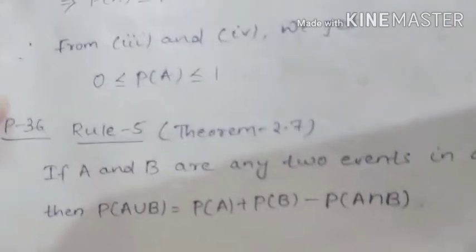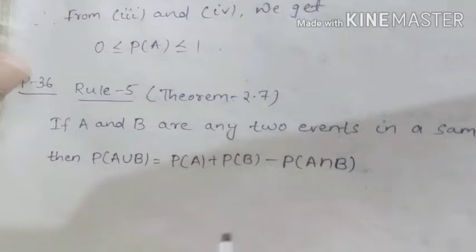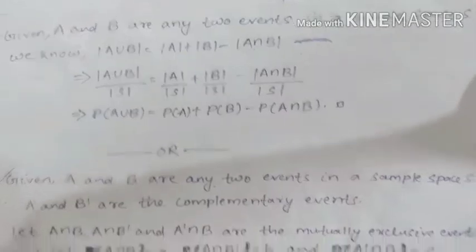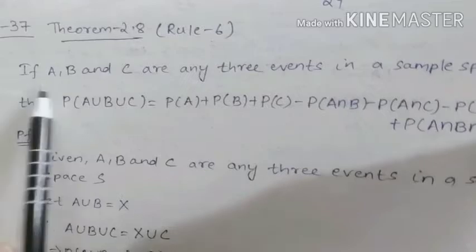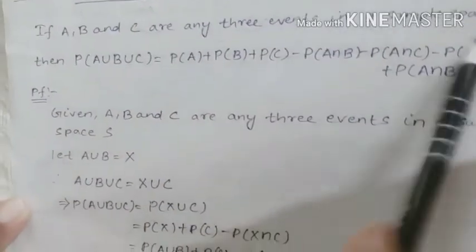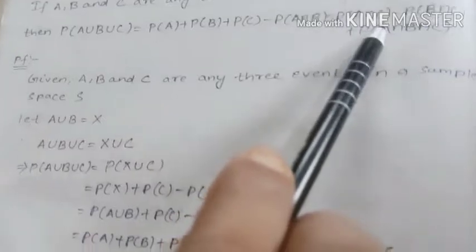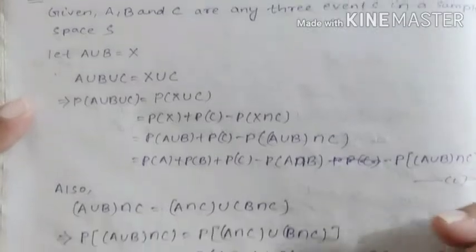Rule 5: in a sample space S, P of A union B equals P of A plus P of B minus P of A intersection B. Already proved. We have to prove this, and the other way also. Rule 6: if A, B, C are any 3 events in a sample space, P of A union B union C equals P of A plus P of B plus P of C minus P of A intersection B minus P of A intersection C minus P of B intersection C plus P of A intersection B intersection C. Very easy example, easy theorem, and easy proof.